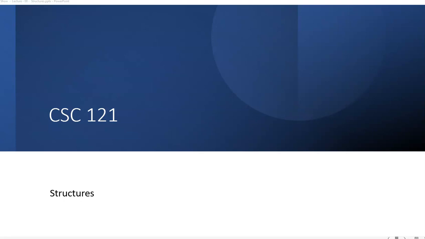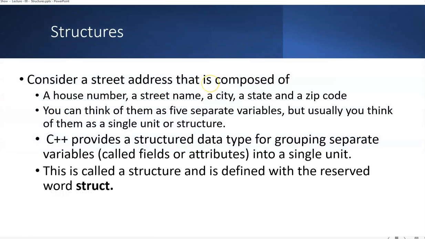In this video, we're going to discuss the concept of structures. Consider a street address that is composed of a house number, a street name, a city, a state, and a zip code. You can think of them as 5 separate variables, but when you actually think of them, you usually think of them as a single unit called an address.